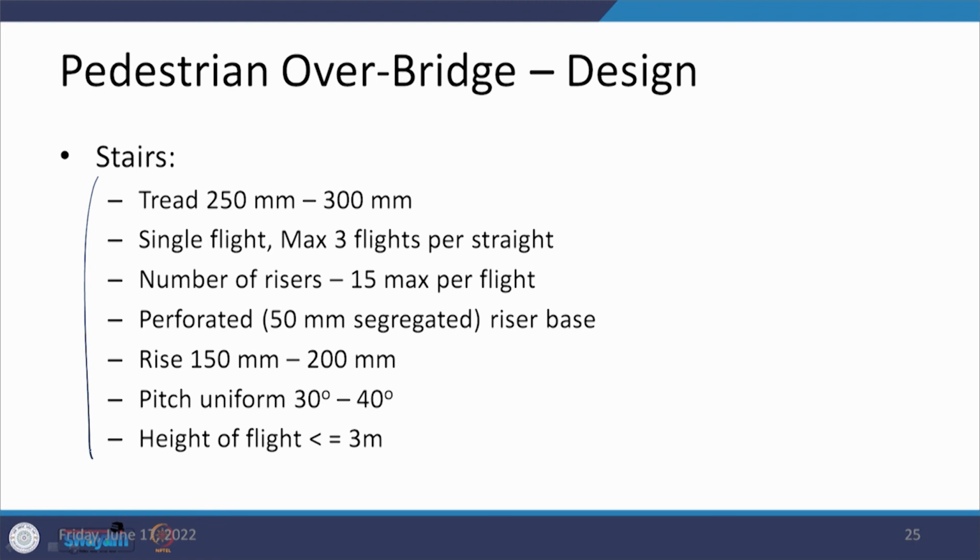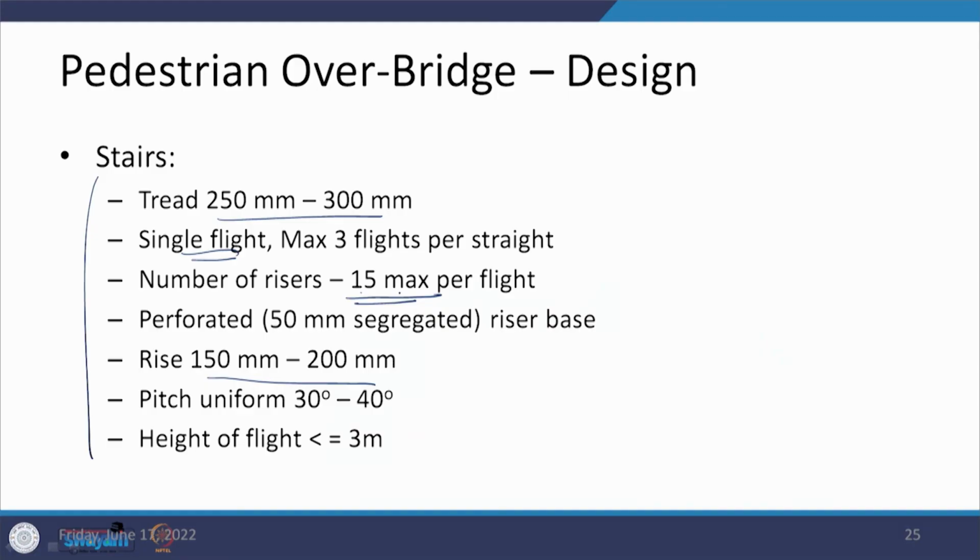In the case of stairs, some of the things we have already looked at, but now we are giving a range. For treads, we said that it should be 300 mm, so it can be 250 to 300. Then in the case of riser, we said 150 mm, so it is 150 to 200 mm. If it is a single flight, then the number of risers should not be many, maximum 15 per flight, and if the height is too high, then a maximum of 3 flights per straight section can be there, otherwise it is going to be very difficult for the pedestrians to climb.